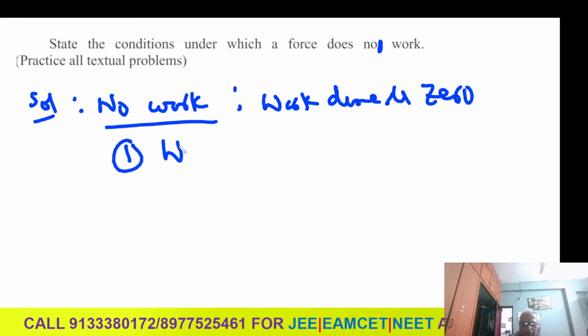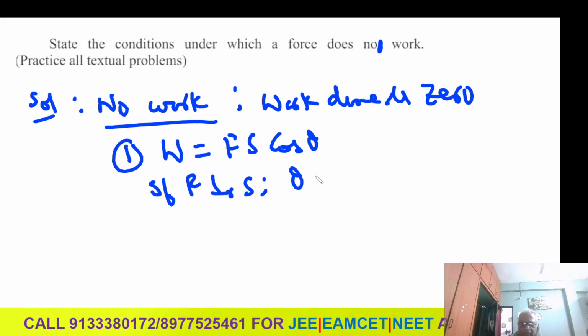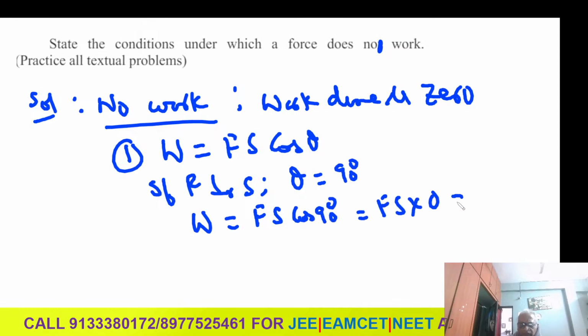What is the work done? Dot product, F s cos theta. Even though you are applying force and displacement is there, if F and S are perpendicular, then theta is 90 degrees. Then what will happen? Work done by the force is F s cos 90. Cos 90 is 0, right? F into S into 0 is equal to 0.